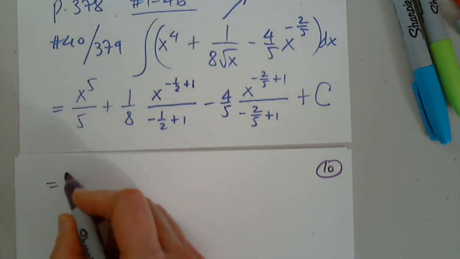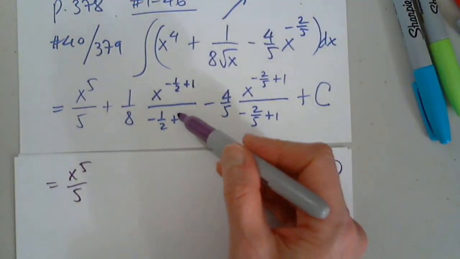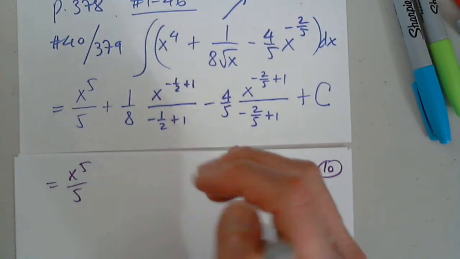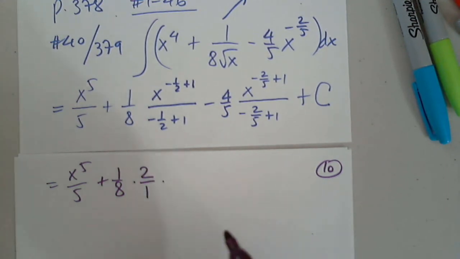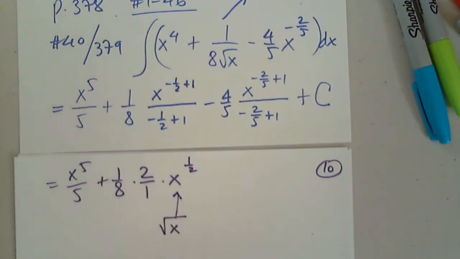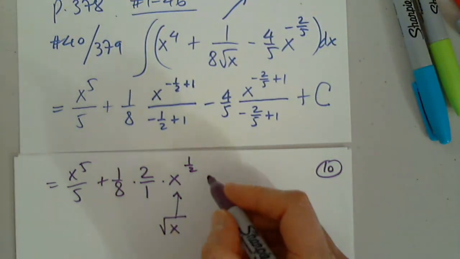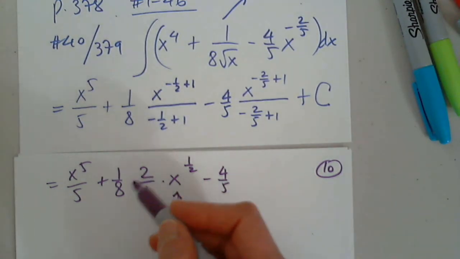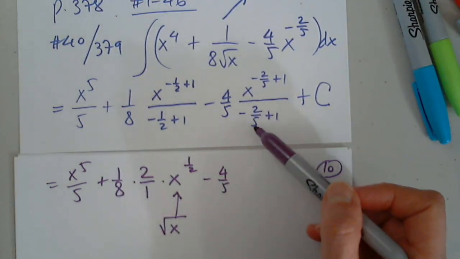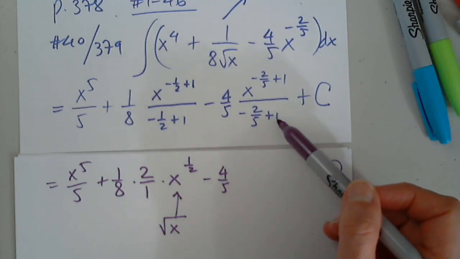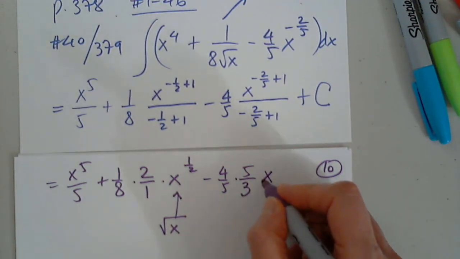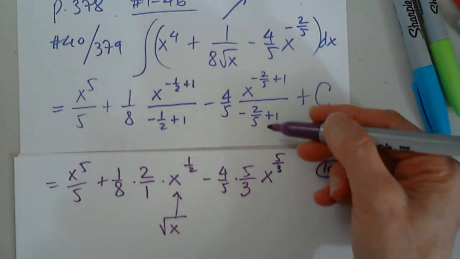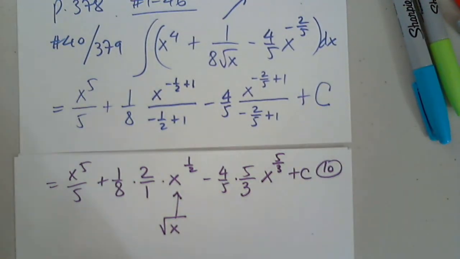Okay, so x to the 5th over 5 will stay. Negative 1/2 plus 1 is 1 over 2, but I have to flip it. So it's 2 over 1 plus 1 over 8 times 2 over 1 times x to 1/2. You can change this into the square root of x now if you want to, it's fine. Then negative 4, I'm going to write it one more time and simplify anyway. So 2 over 5, negative 2 over 5 plus 1 will be 3 over 5, but I have to flip 3 over 5 into 5 over 3 times x to 5 over 3. See, I don't have to calculate this twice, it's the same number, so plus a constant c.